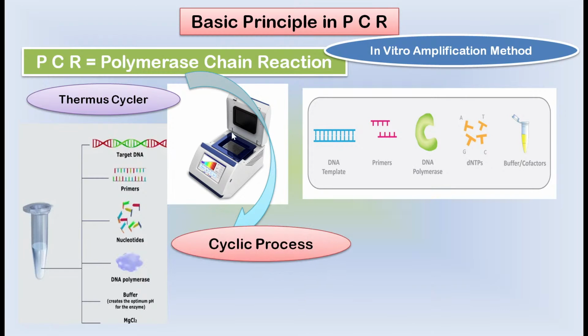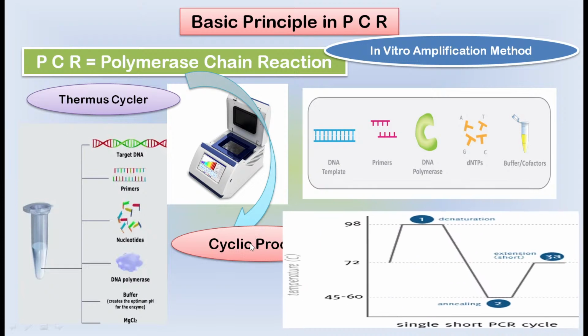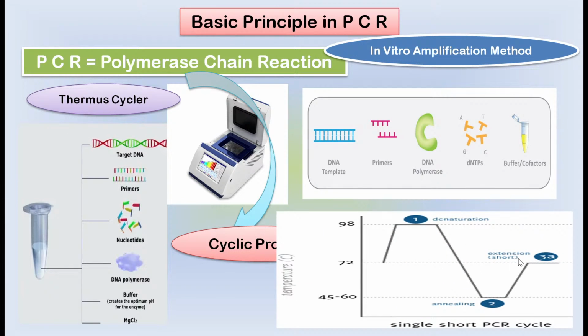Polymerase chain reaction is a chain reaction, a cyclic process, and each cycle contains 3 steps. Those are denaturation, annealing, and extension. A series of cycles occur in PCR. In denaturation, the double-stranded DNA becomes separated into single strands. In annealing, the primers attach to the target DNA, and in extension, amplification takes place.